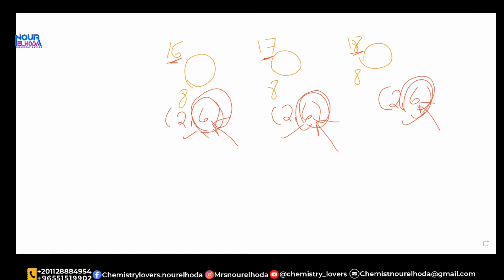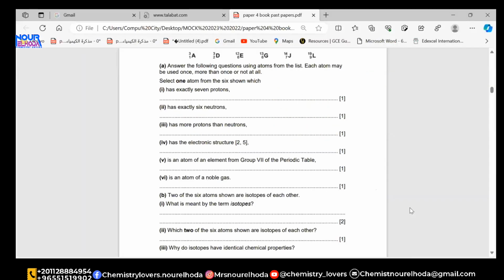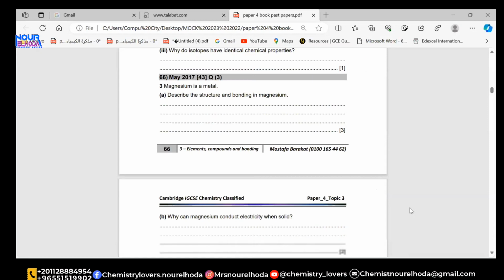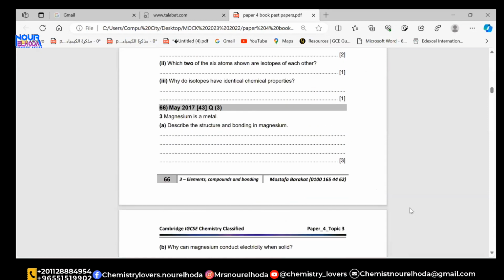Clear? Is it okay? Yes, miss. Great. So once he asks you why they have the same chemical properties, please don't say because they have the same number of electrons. No. You need to say because they have the same number of electrons in the outer shell.